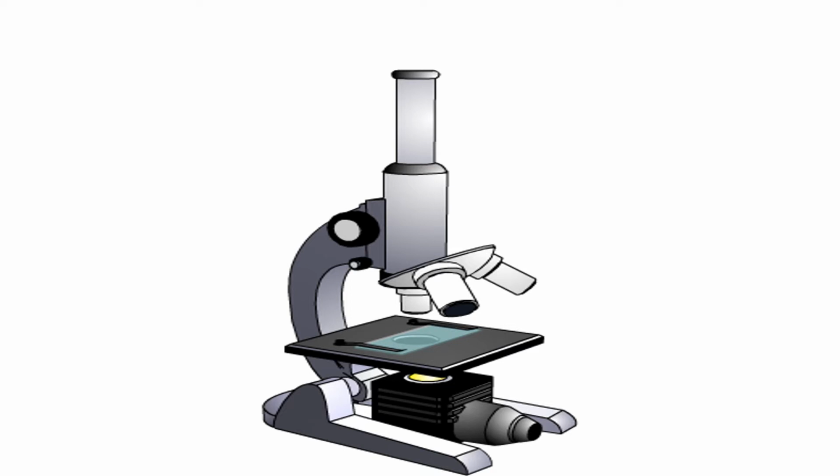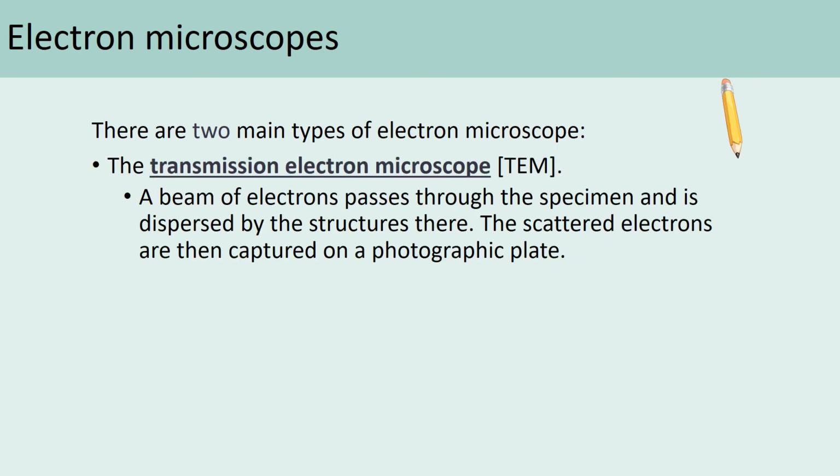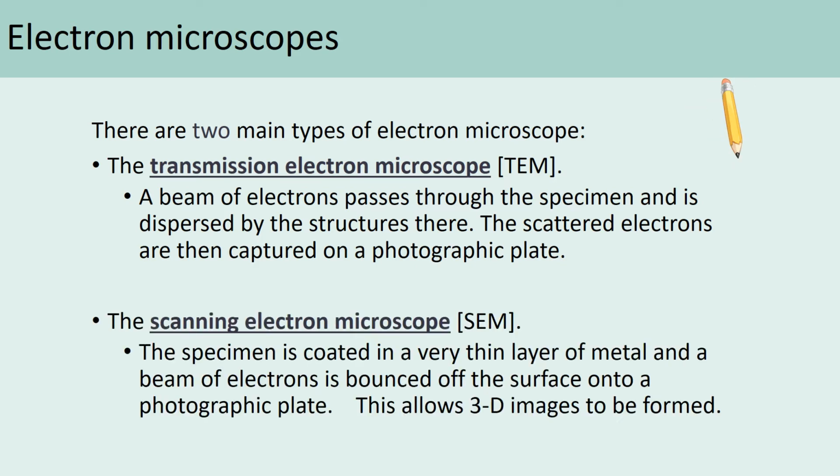There are also electron microscopes. You don't have to label those, but the two main types of electron microscope are the TEM, the transmission electron microscope, which passes electrons through the specimen and dispersed by the structures there. And there's also the scanning electron microscope, which coats the specimen in a thin layer of metal, and a beam of electrons bounces off the surface to form a 3D image. The reason why people tend to use electron microscopes over light microscopes is that they have such a greater resolution.